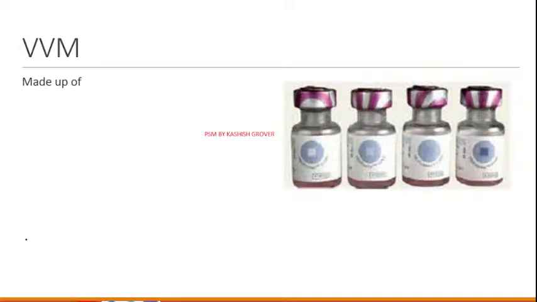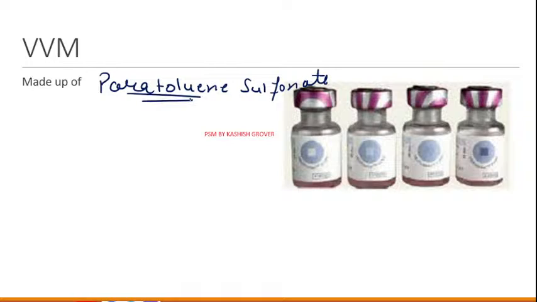Now, vaccine vial monitor, VVM. Everyone knows what a VVM is. This is a chemical indicator which tells you about exposure to heat. It is made up of para-toluene sulfonate. They have not asked this till now, but they might ask you. This is made up of PTS.